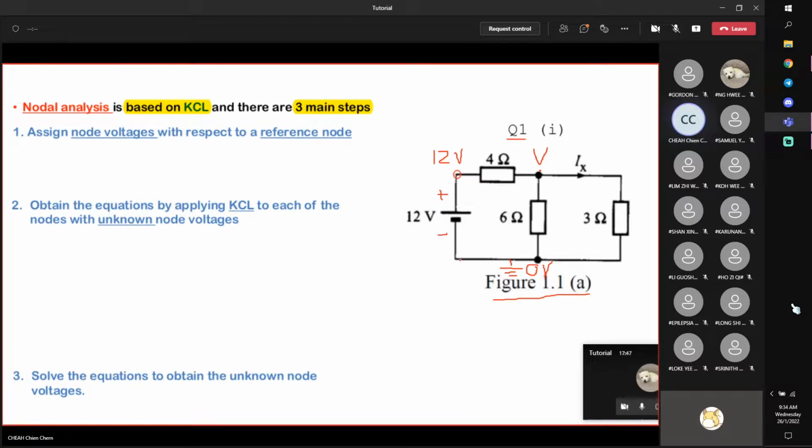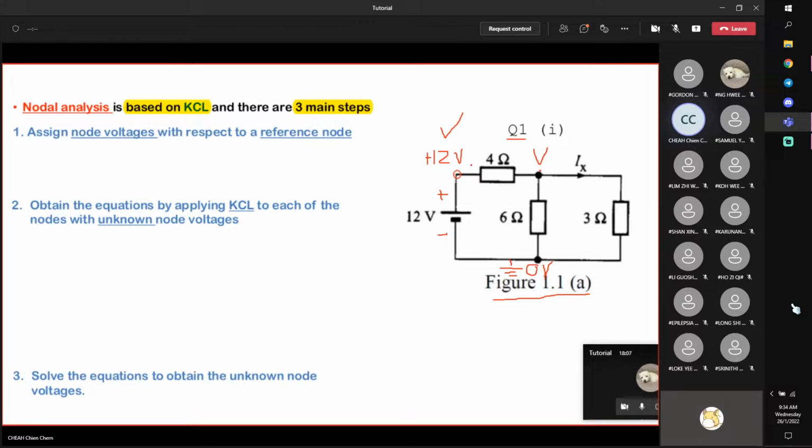In the sense that if this is 0 volts, there's an increase in potential by 12 volts. So 0 plus 12, increase by 12, you get a positive 12 over here. This is considered a known node voltage. You can also assign it as V1, then V1 is equal to 12 volts. Then you solve for V2.